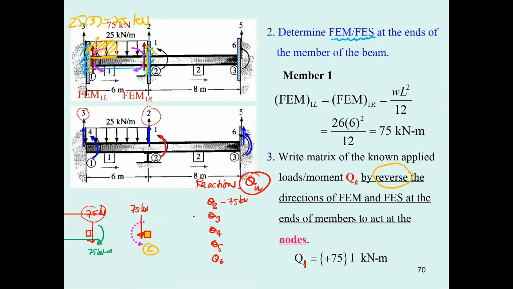That is going to be minus 75 kilonewton. And for number 4, okay, the green and the blue in the opposite direction, minus 75 kilonewton meter. And then for this one, there is no applied loading, so this is 0 and this is 0. This is going to be the matrix that you use to determine the reaction later. Okay, I must mention it here to make you clearer.